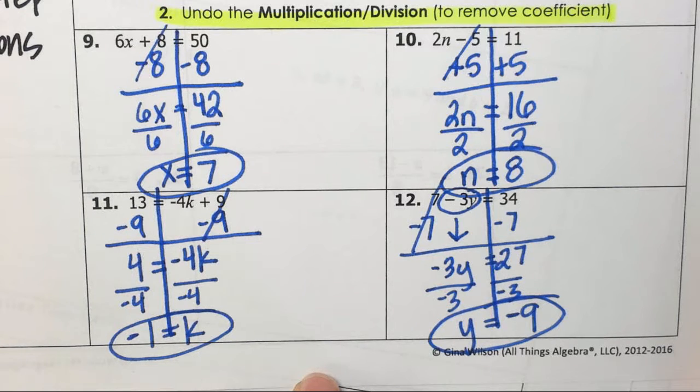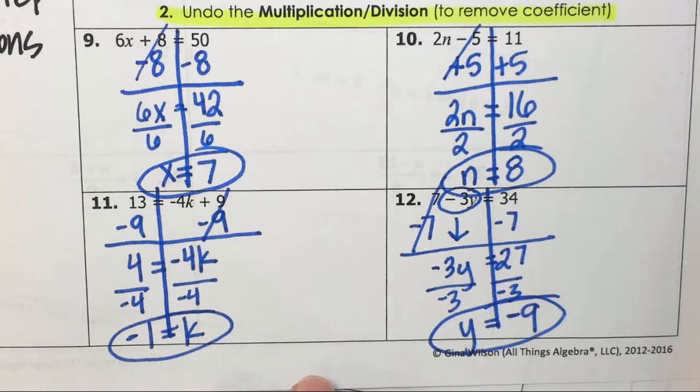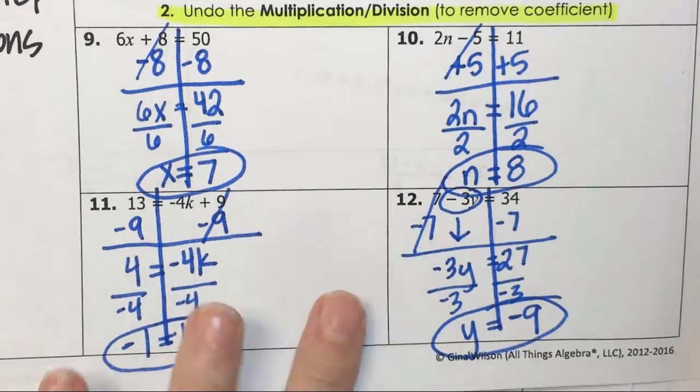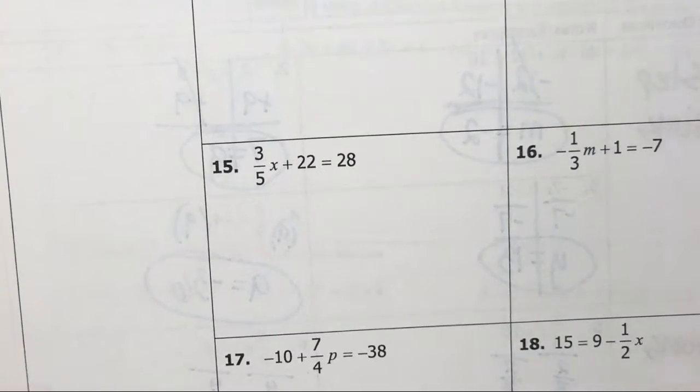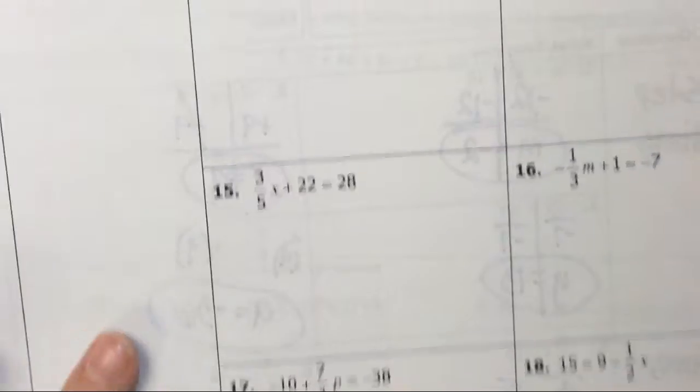Are you doing 27 divided by negative 3? Okay, look on the back side of your paper. I'm going to skip around a little bit, so make sure you stay with me.